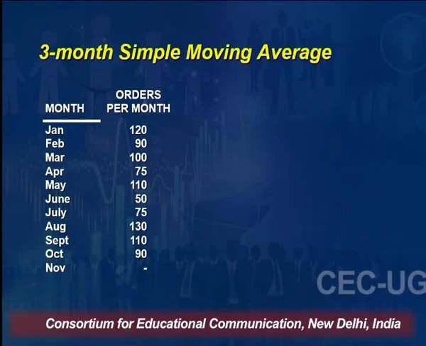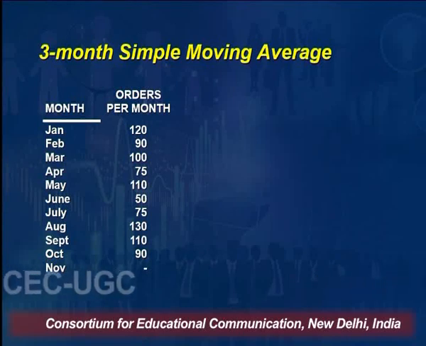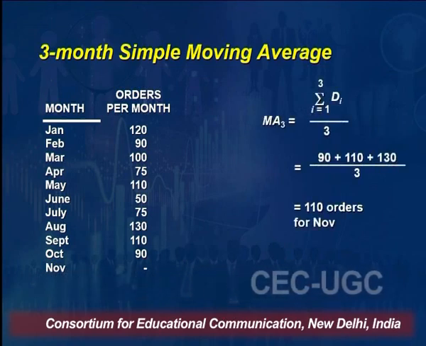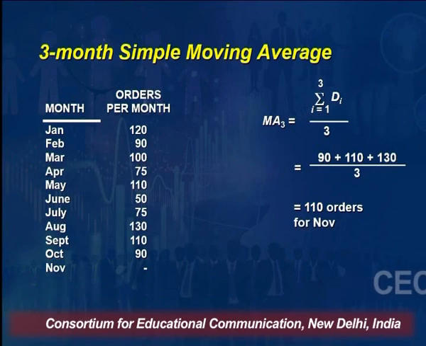So immediately preceding 3 months you will take, and you will take the average of the 3 months demand. So that is moving average. So let us see this through an example on the slide. Again, we are saying for various months, these are the actual orders per month. So moving average, sigma di upon 3. So we are taking here 3 months moving average.